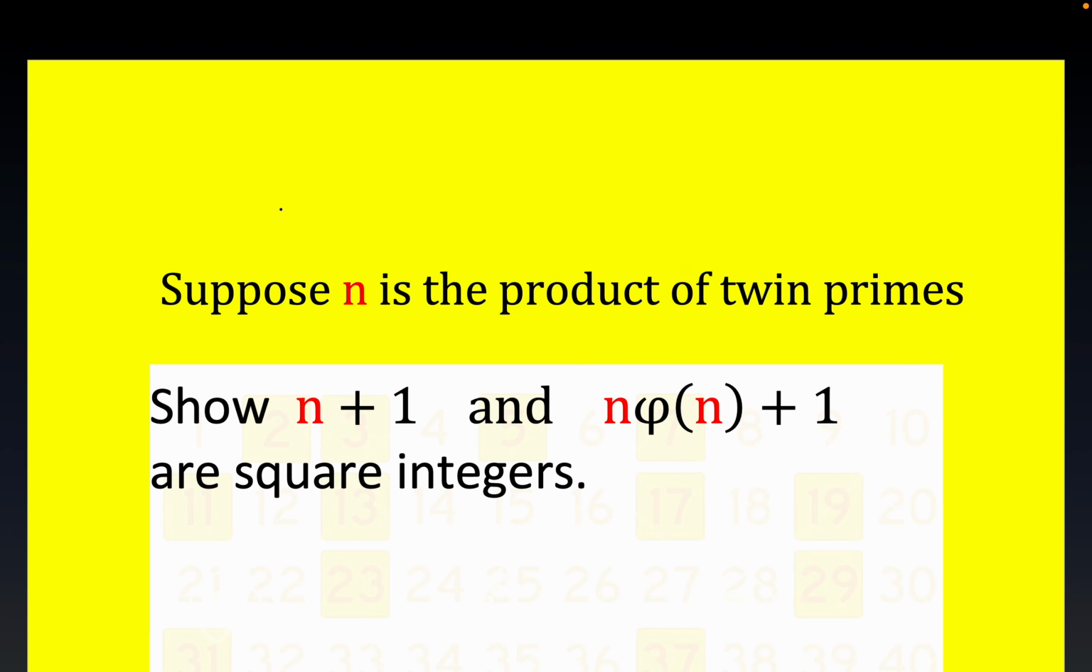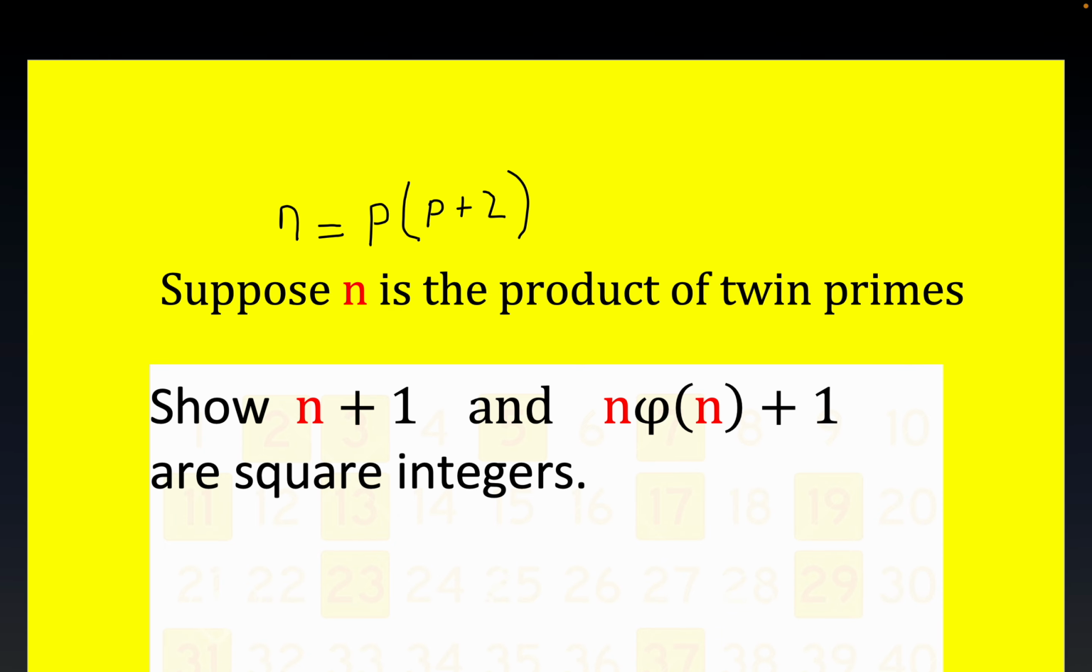Good evening, everybody. Tonight I want to talk to you about something that relates the notion of twin primes to the Euler phi function, or the Euler totient function. Now, what I mean by this is that n is the product of twin primes, and so what that means is this. P is a prime, and also P plus 2 turns out to be a prime. Okay, so we'll just write it like this.